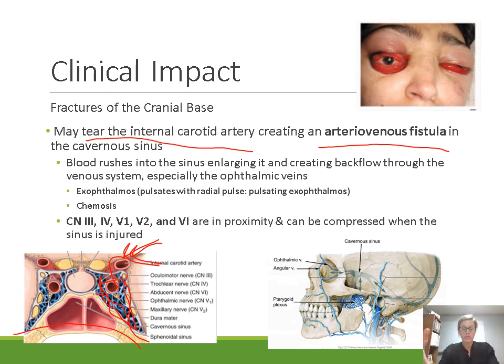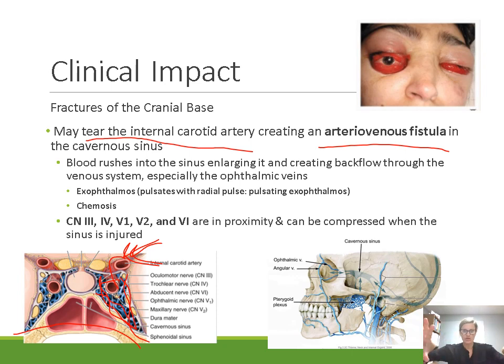Now this is problematic. This brings a huge amount of blood at a relatively high pressure and dumps it into this cavernous sinus. So blood rushes into the sinus and it enlarges it, right? And all of a sudden we've got a ton of blood in there, and every time the heart beats, more blood gets pushed into this cavernous sinus. This creates back pressure, right? It can't drain fast enough.